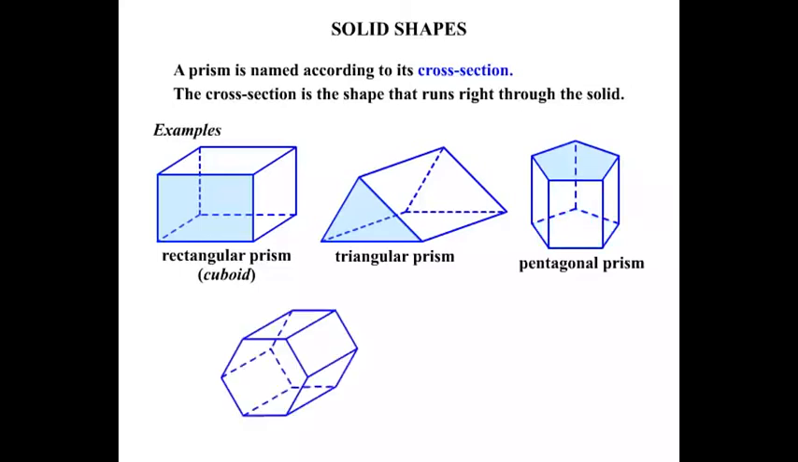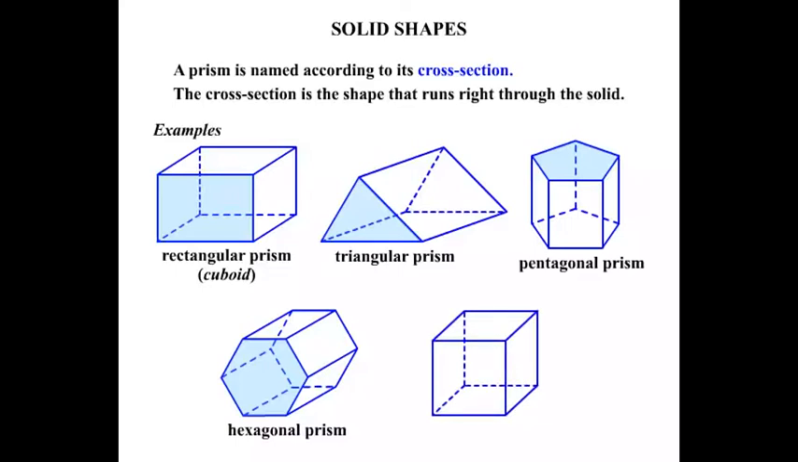Our next example, what sort of shape runs through that solid? The front there we can see a six-sided figure. Can you remember what that is? Did you say hexagon? Very good. Hexagon. So let's see the hexagon all the way through. So that is called a hexagonal prism.